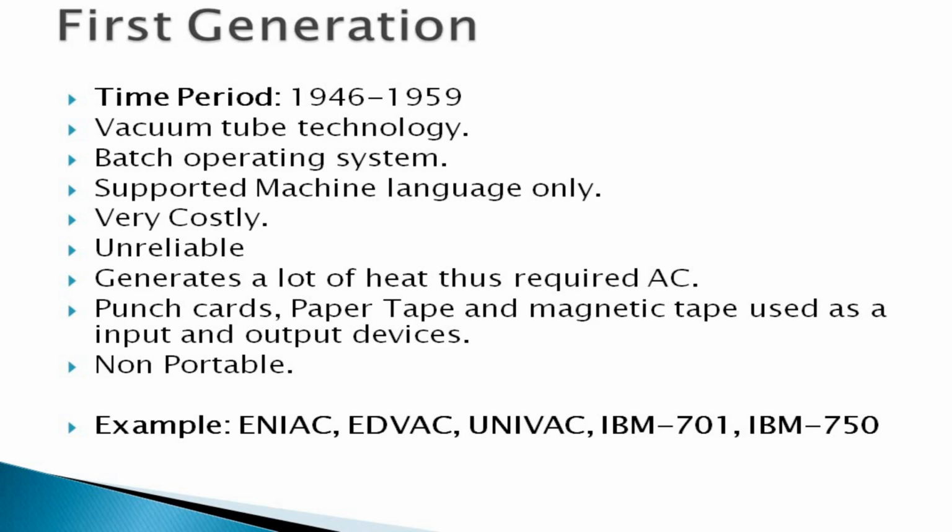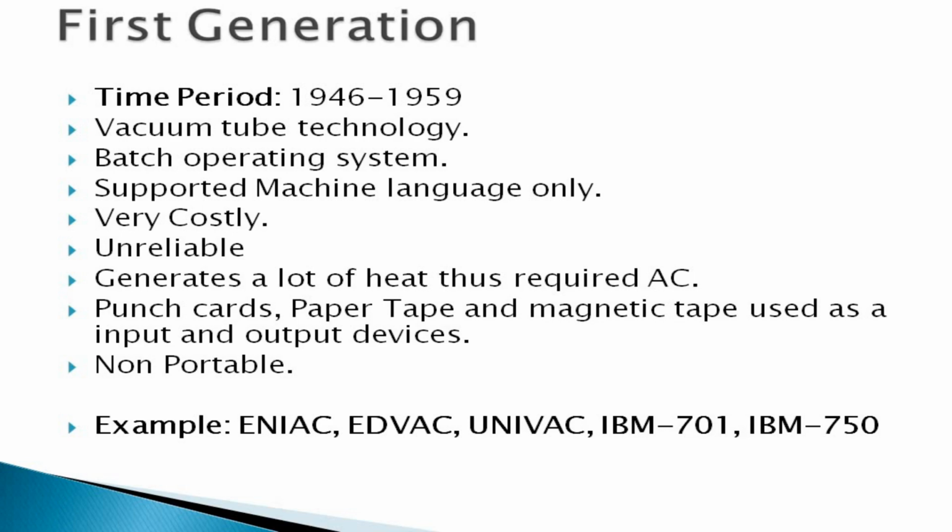We have seen that one computer system used to be as large as a room, like it used to fit in one room. So it used to generate a lot of heat, and for cooling purposes, air conditioning was required there. Punch cards, paper tape, and magnetic tape were used as input and output devices, and they were non-portable.